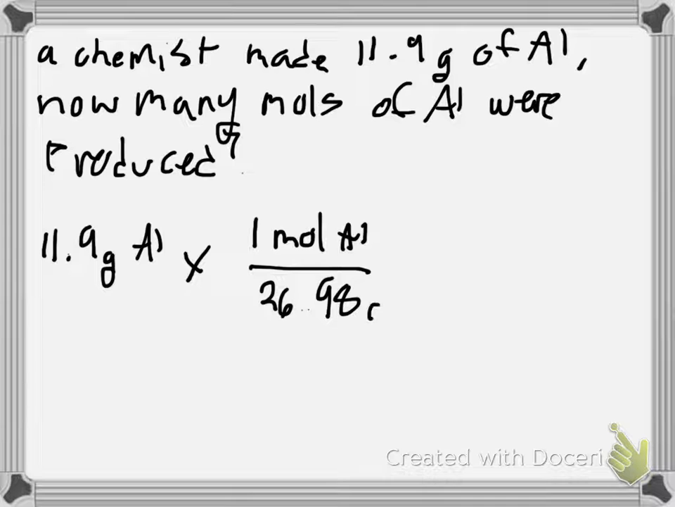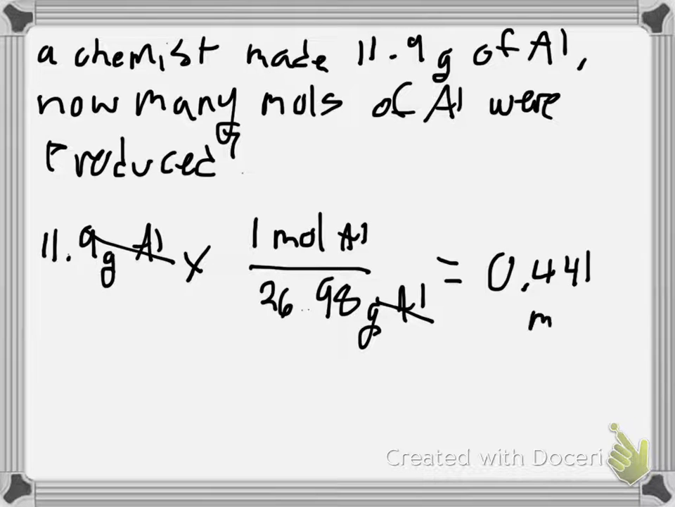26.98 grams of aluminum. So now our grams of aluminum cancel. Didn't mean to cross through the 9 there. And you should wind up with 0.441 moles of aluminum. Okay, so he did not make a whole mole. He made part of a mole of aluminum.